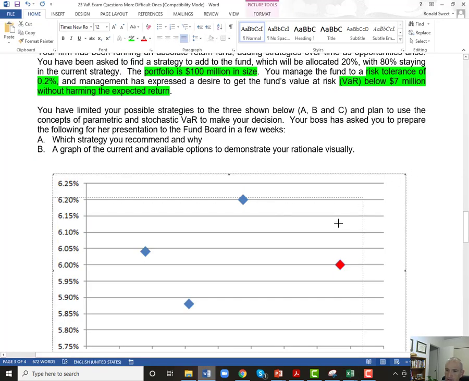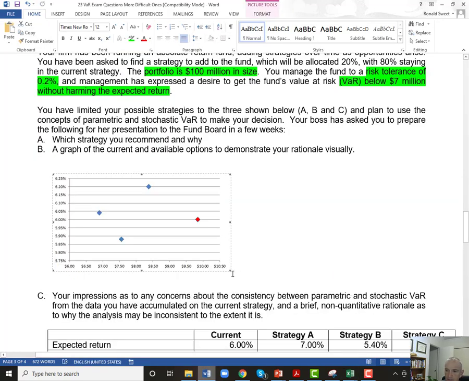So there's our graph. You'd have to label it. You'd want to put that 7 in there, label that the x-axis is expected return, the y-axis is value at risk in dollars, or however you're going to do it. She didn't really say how she wanted you to graph it. But you have to graph that this is the current, that's 20% current A and 80% current, 20% B, 80% current, 20% C.